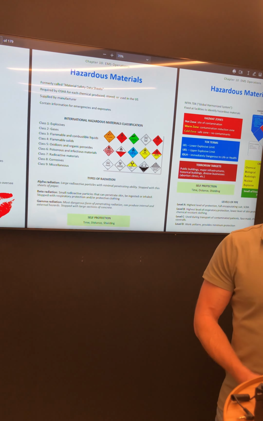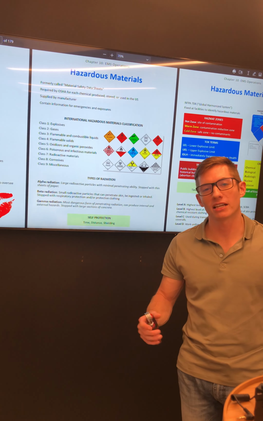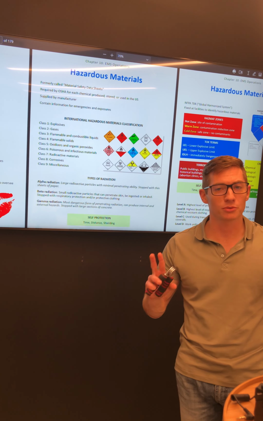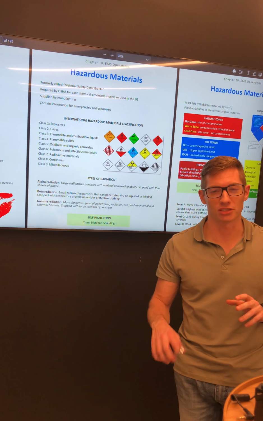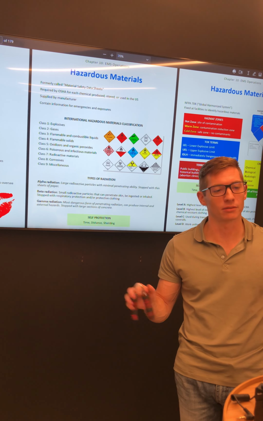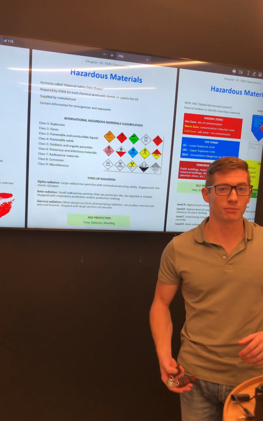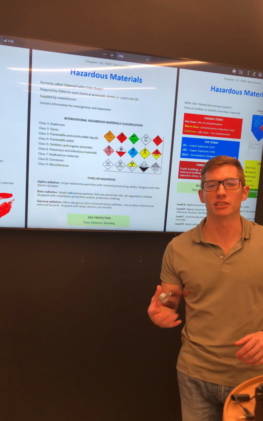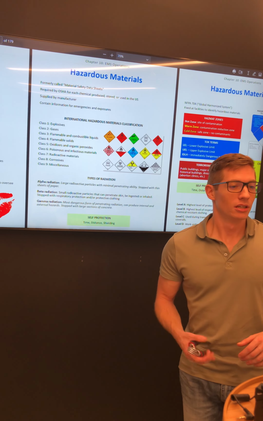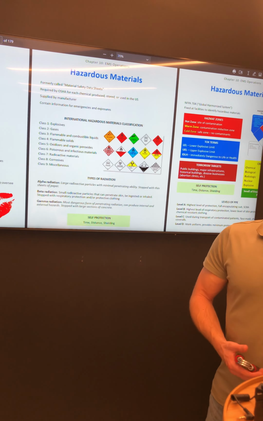Anyway, types of radiation. So we have alpha radiation, beta radiation, gamma radiation. In some cases, we have neutron radiation, which is really, that's like Marvel movie. Not complete science fiction, but very deadly. That's like nuclear bomb radiation. All of this is nuclear bomb radiation.